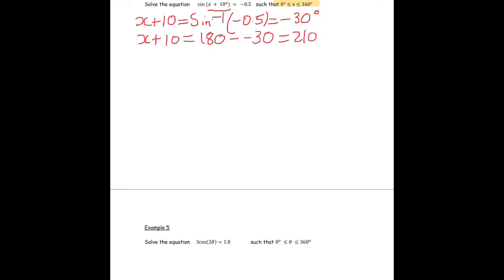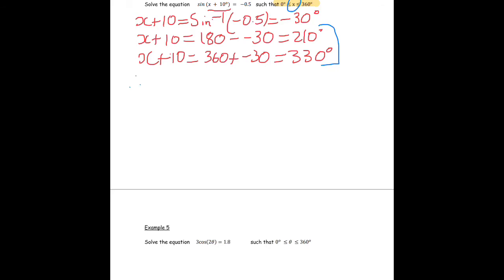So 210 degrees, and x plus 10 can also be 360 add minus 30. Now be careful, even though your 360 plus something is a negative angle, that actually gives you 330 degrees. So it's when I have found my alternative angles now that I can find the values for x that I need.